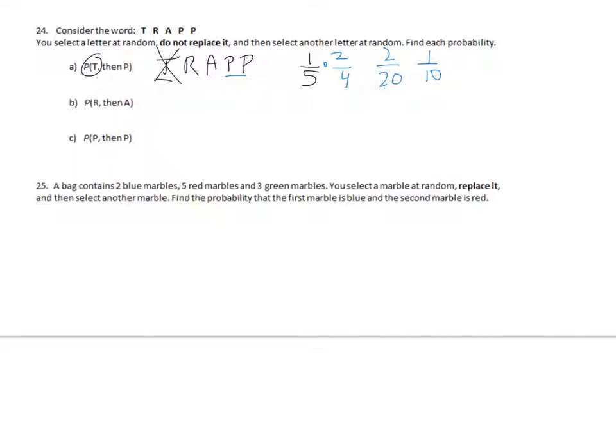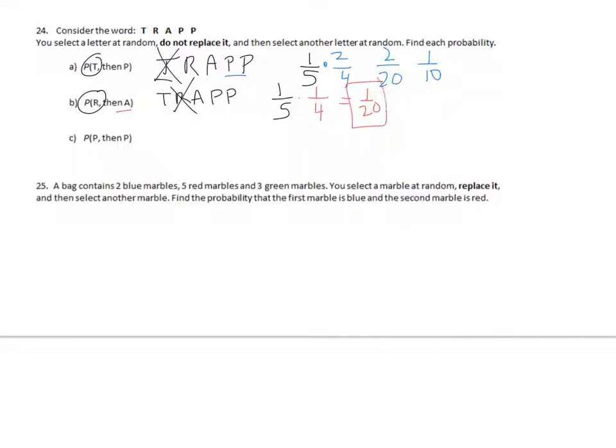So I'm going to write TRAP again, T-R-A-P-P. What's the probability you get an R is 1 out of 5. 1 R is gone. What's the probability you get an A? Well, now there's 1 A out of 4. So it's 1 out of 20.